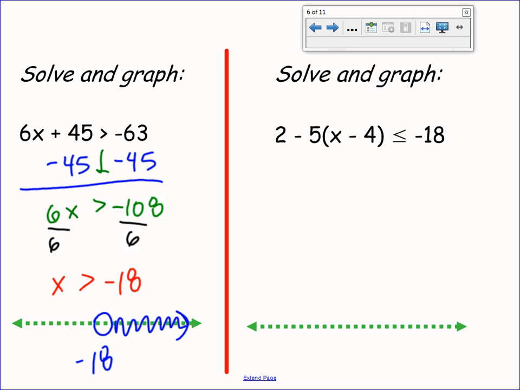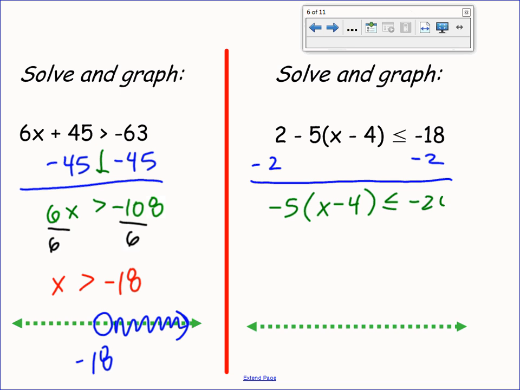In this next one, I need to get rid of the parentheses, so I can go ahead and distribute through if I wanted to, or I could subtract that 2. Either way would be appropriate, and so you can solve this either way you want. I'm going to go ahead and subtract 2 from both sides. When I do that, I get negative 5 times quantity x minus 4. And again, I just added or subtracted, so I don't change the direction.